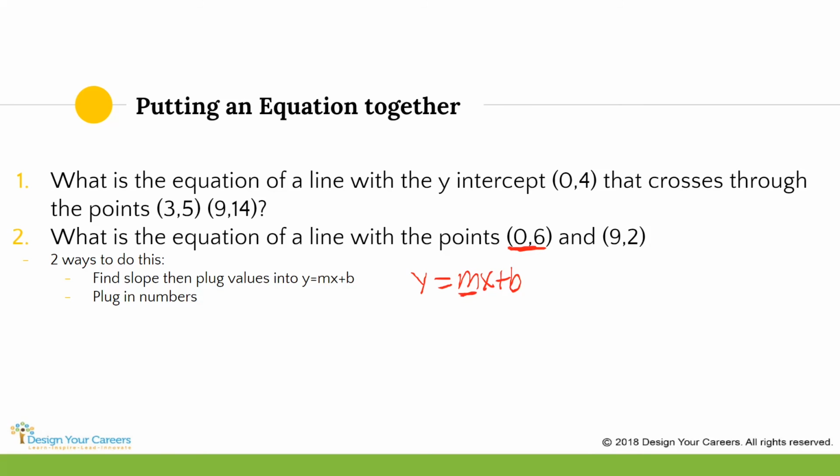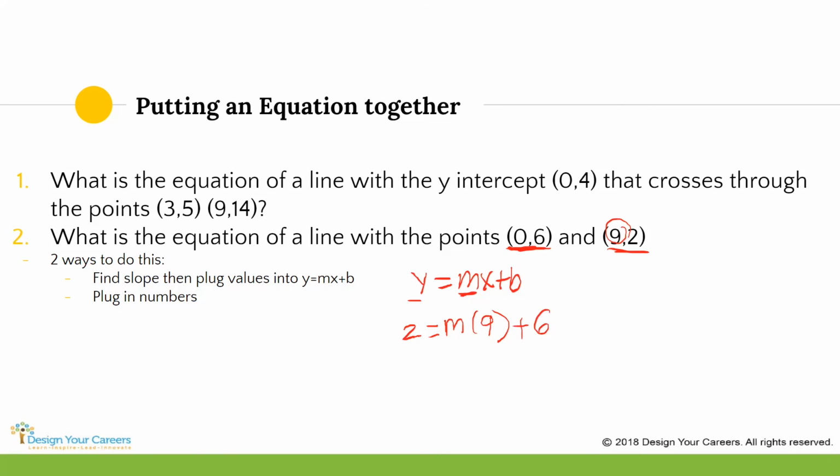So if I'm plugging in this point, 9, 2, into this equation, I need my y value. My y value in this case is 2. I don't know my m value just yet, so I'm going to keep that variable as m. And then I need my x value. So I know when y is 2 in this line, my x value is 9. It's 9 right over here. So I'm going to plug in a 9 plus whatever our b value is. We know our b value is 6, so I'm going to plug in 6.